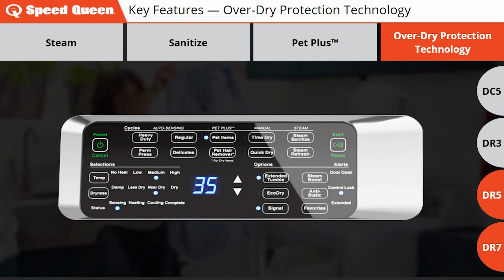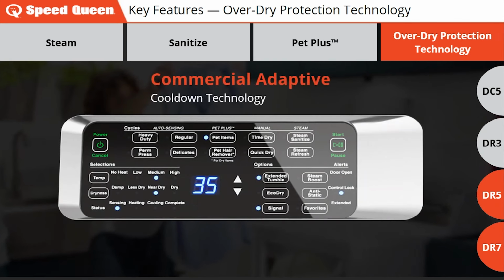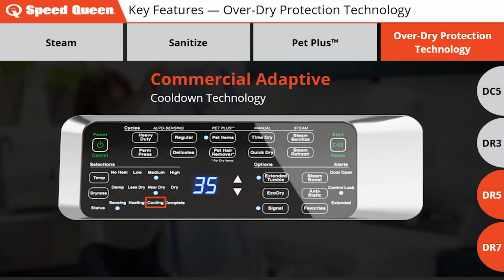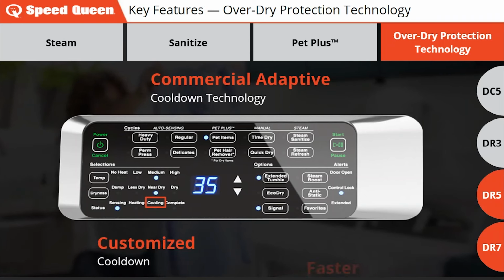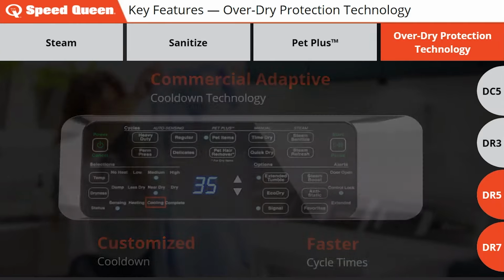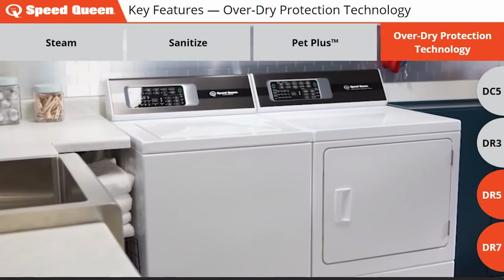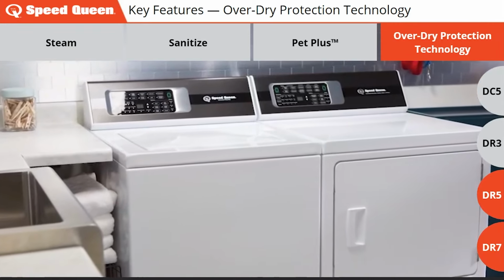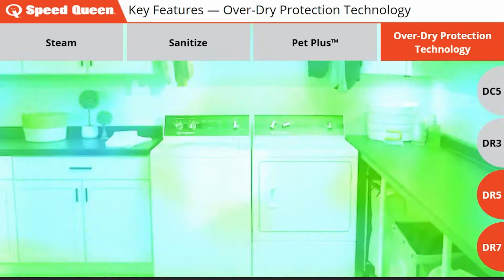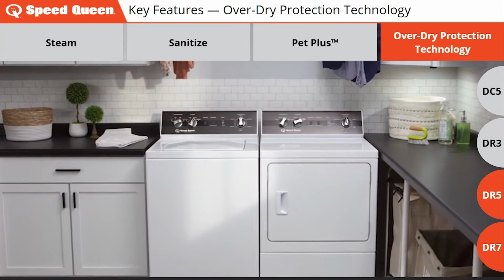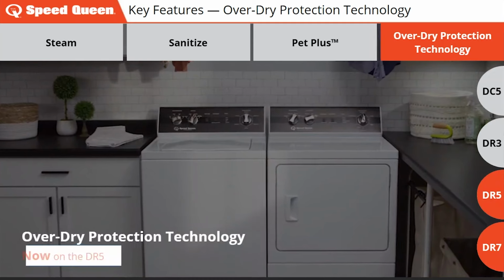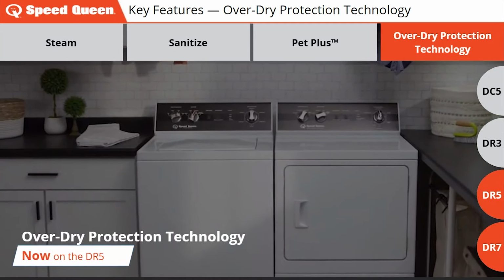To further enhance Speed Queen's overdry protection technology offering, these dryers feature commercial adaptive cooldown technology. With this technology, instead of a set amount of time for cooldown, the machine adjusts the cooldown time according to the load type, customizing the cooldown for each load, resulting in faster cycle times. With these improvements, the TR7 complements the TR7 for a true fabric care system. To enhance our best-selling dryer offering, we've extended Speed Queen's overdry protection technology to the TR5.